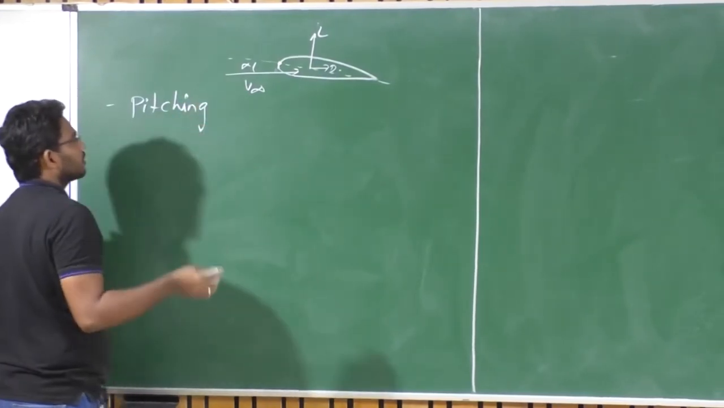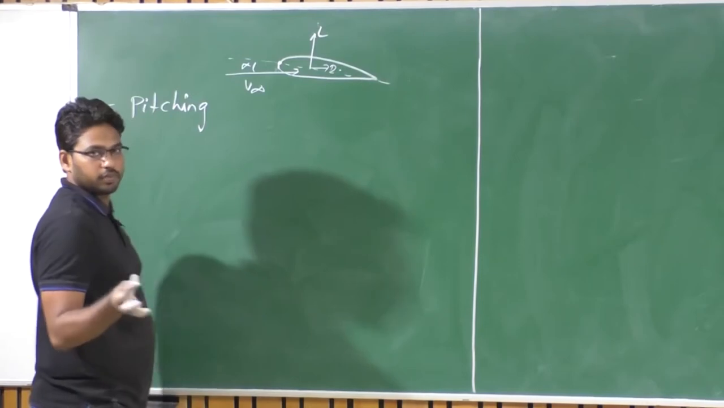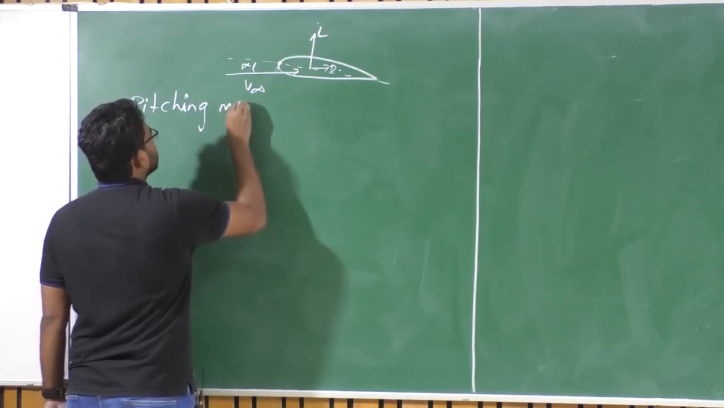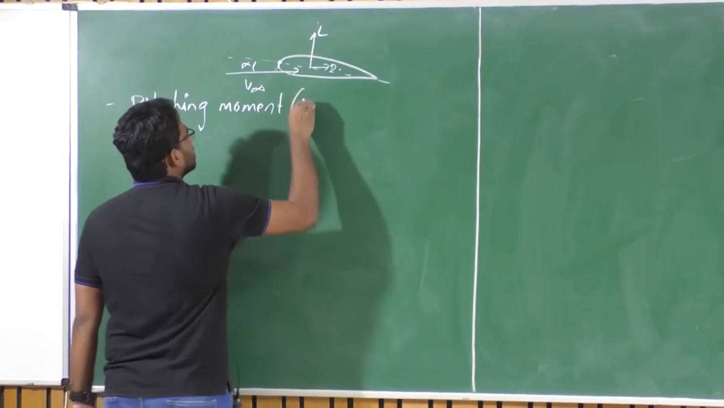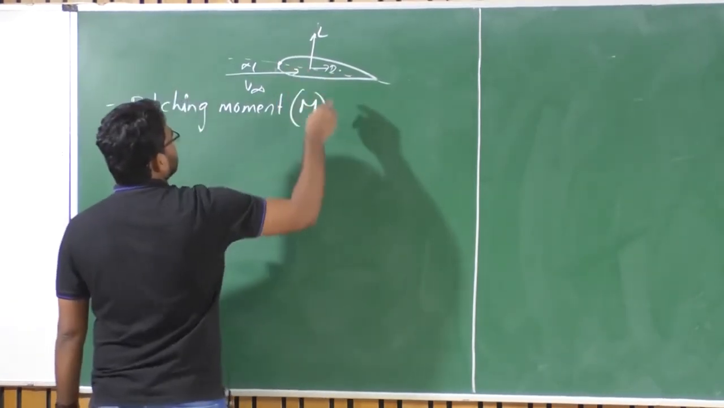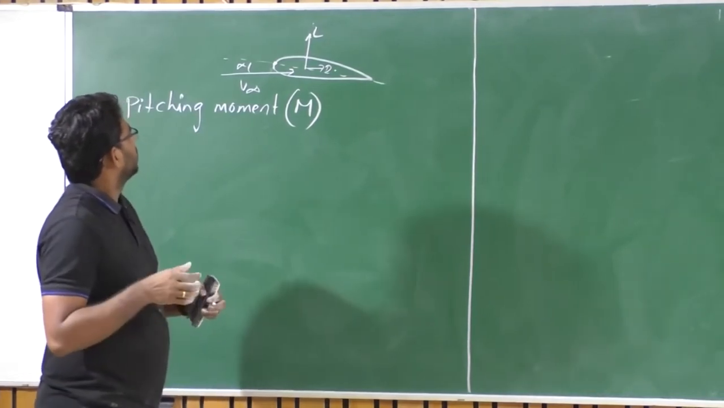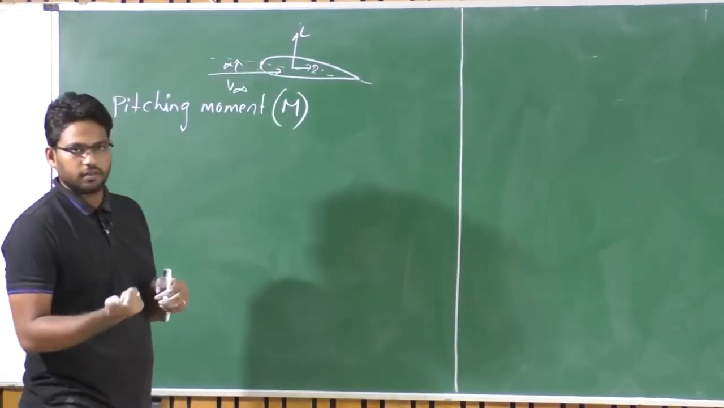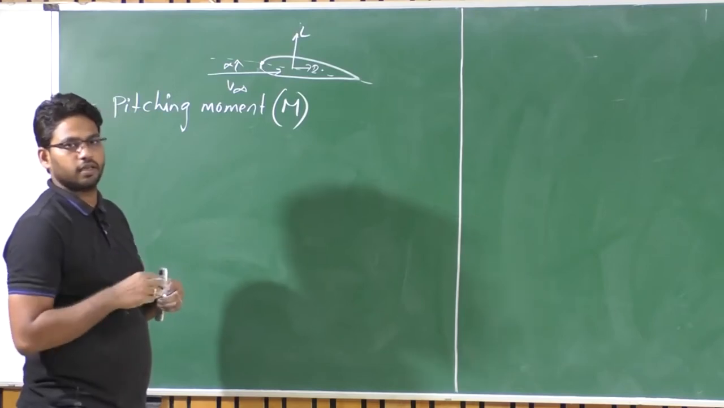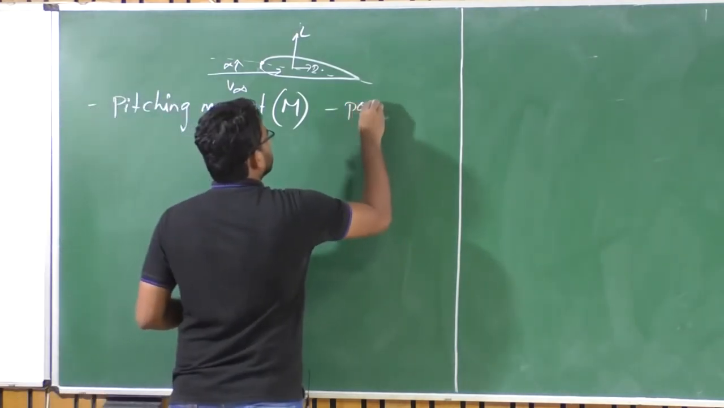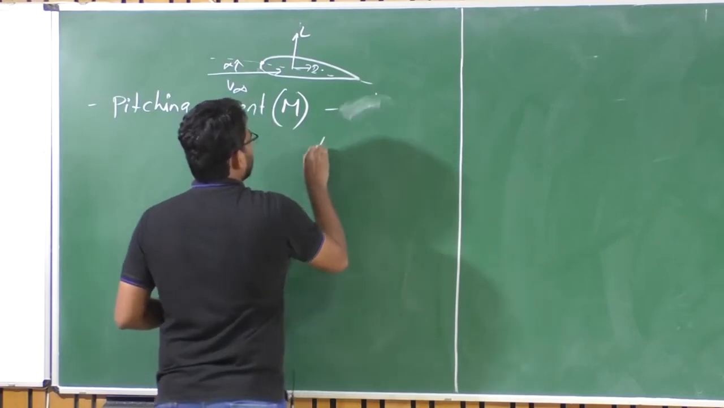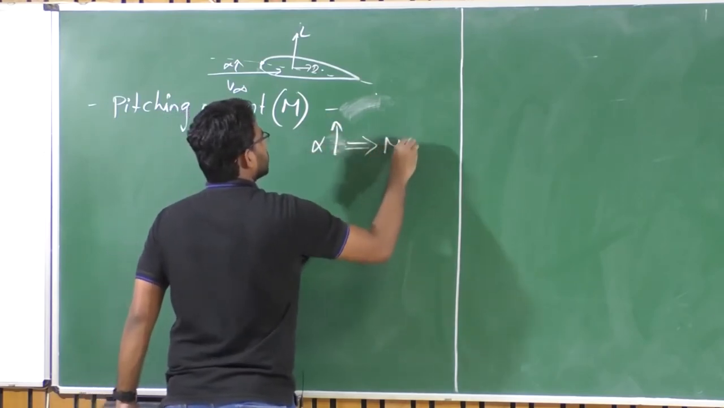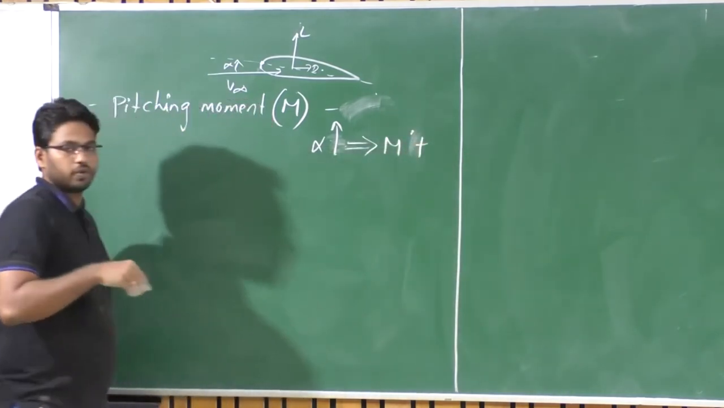Very soon we'll discuss what are all the degrees of freedom an aircraft or a rigid body in space has, and then we'll define this nomenclature in detail, right? Pitching moment, let's say it is defined by M. If, due to this moment, the aerofoil increases its angle of attack, rotating in a direction which increases the angle of attack, then we call it positive. So if it is in the increasing direction of angle of attack, we'll call this a positive pitching moment, which is also known as nose up, right?